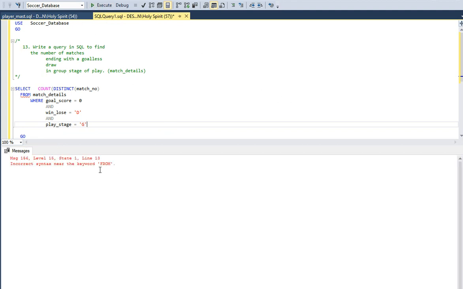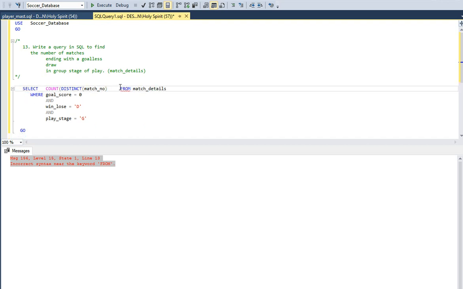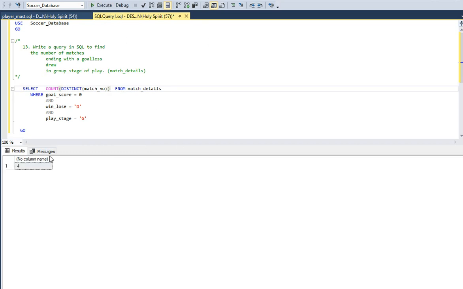Execute. Okay, somewhere I'm making a mistake. Incorrect syntax near thing. Oh, okay, that was a mistake. No, okay. Total number of matches were 4, with satisfying these 3 conditions.